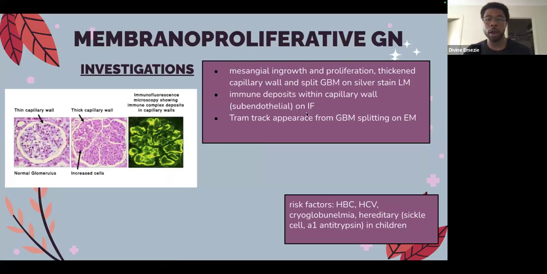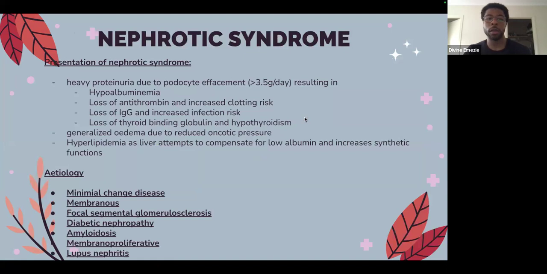And membranoproliferative GN, so tram-track appearance, and some risk factors, including infection and other hereditary causes, which might point you in this direction, but I think the pathology will help you the most.